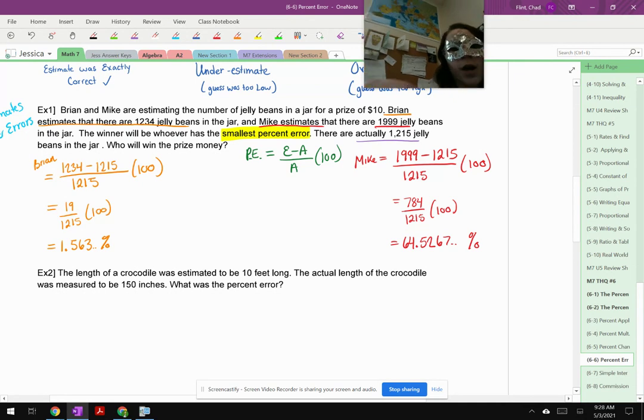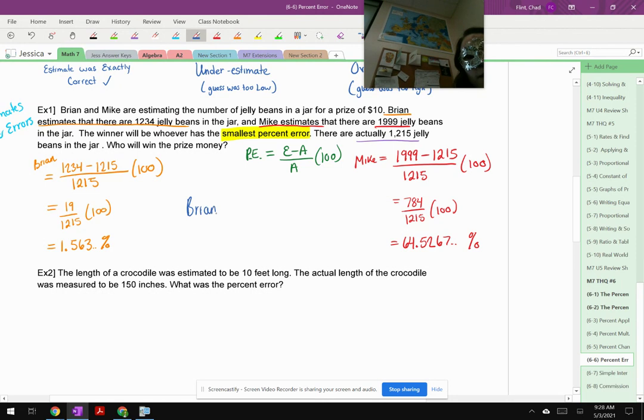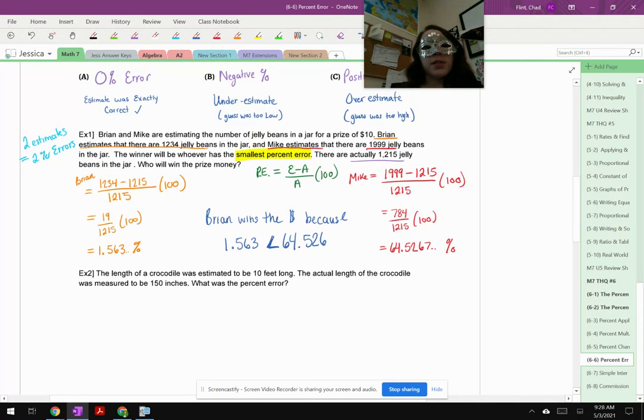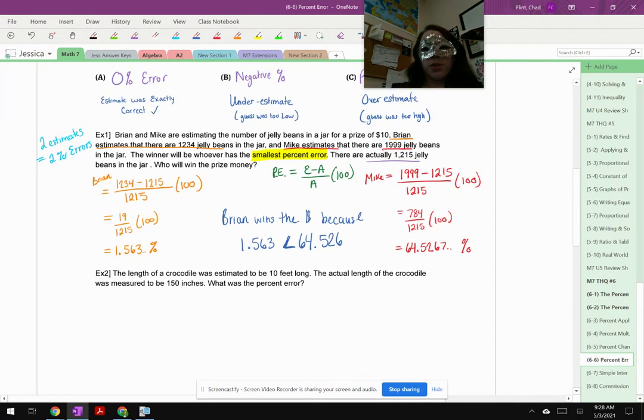Okay, so who had the smallest percent error? Definitely Brian. Brian had the smallest percent error. So Brian wins the money because 1.563 is less than 64.526. And that makes sense because Brian's estimate was closer compared to Mike's.